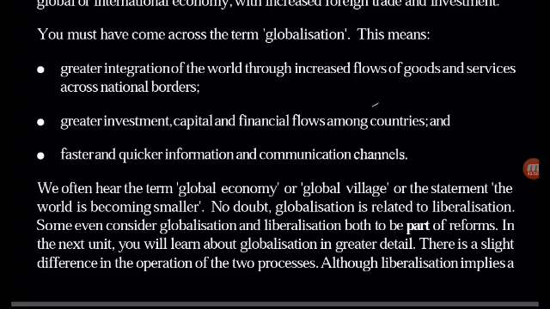We often hear the term global economy, global village, or the statement the world is becoming smaller. No doubt globalization is related to liberalization. Some even consider globalization and liberalization both to be a part of reform. In the next unit you will learn about globalization in greater detail. There is a slight difference in the operation of the two processes.